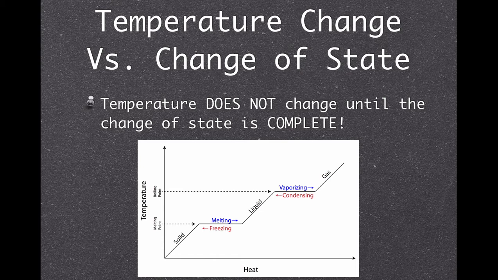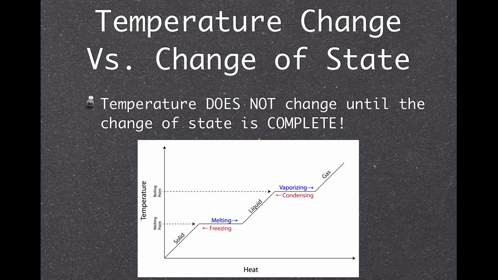So if you look in the picture down below, you see that as we're adding heat, we're adding energy, the substance is going to continue as a solid until it reaches its melting point. It is then going to stay at that melting point until the whole substance, the whole ice cube, for example, changes into a liquid, and then the temperature is going to increase again.